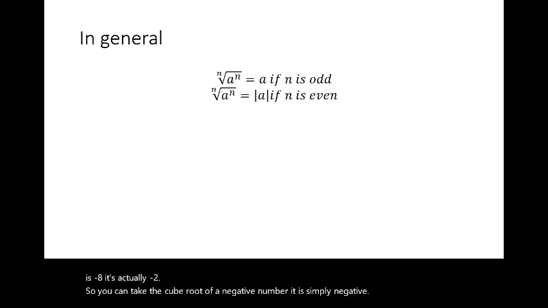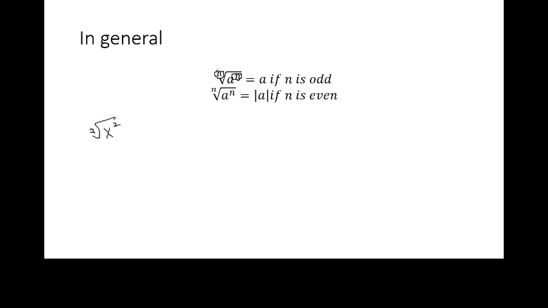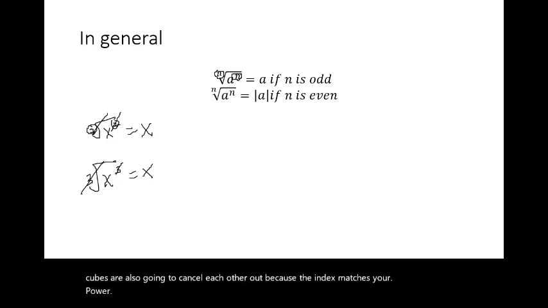So in general, if you have the nth root of a to the n, anytime that your power matches your index, they are going to cancel each other out. That is why the square roots and squares always canceled each other out, because the index was the same as your power. So cube roots and cubes are also going to cancel each other out because the index matches your power. And if it's an odd root, it's just a simple, cross them off and they cancel each other out. If your index is even, it's just the absolute value of a.